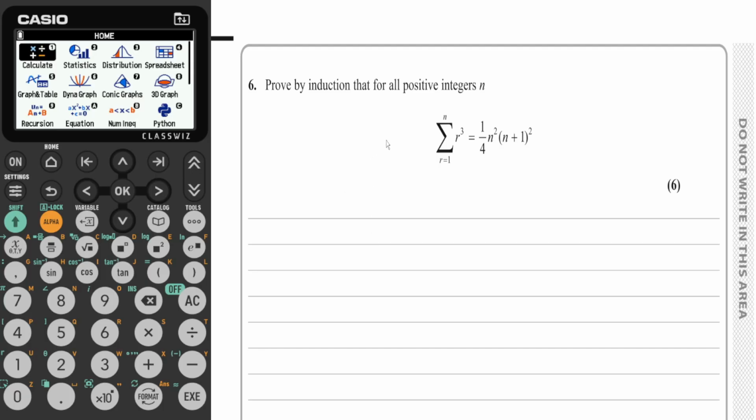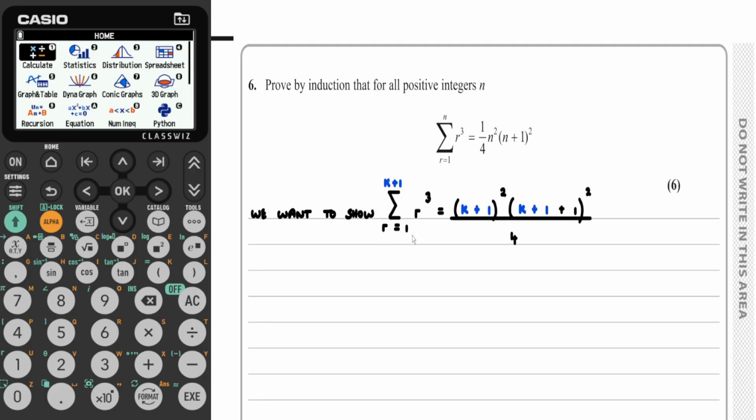Question number 6. Prove by induction that for all positive integers n, the sum of r cubed from r equals 1 to r equals n is equal to a quarter n squared times n plus 1 squared. To do this question, what we need to do is show that this result is true when we replace the n with k plus 1. That is to say, we want to show that the sum of r cubed from r equals 1 to r equals k plus 1 is equal to k plus 1 squared times k plus 1 squared over 4. We have replaced the n with k plus 1.